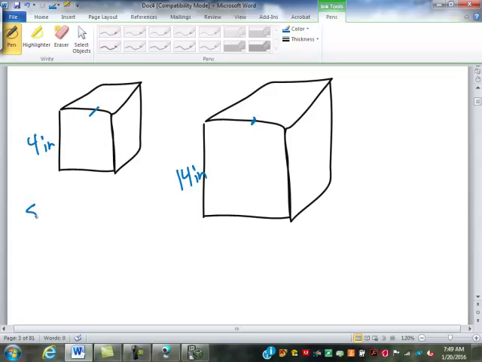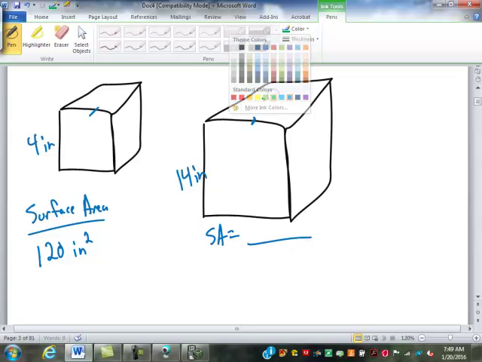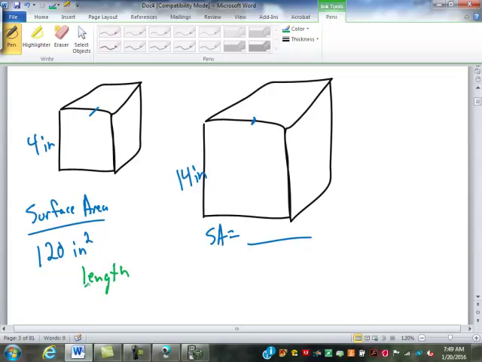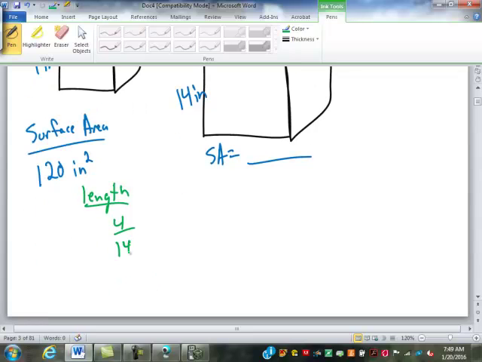But I'm going to tell you this, the surface area here is 120 inches squared. What's the surface area of this one have to equal? Well, even though these are three-dimensional objects, this is still an area. So the ratio of my lengths is 4:14, which will reduce to 2:7.